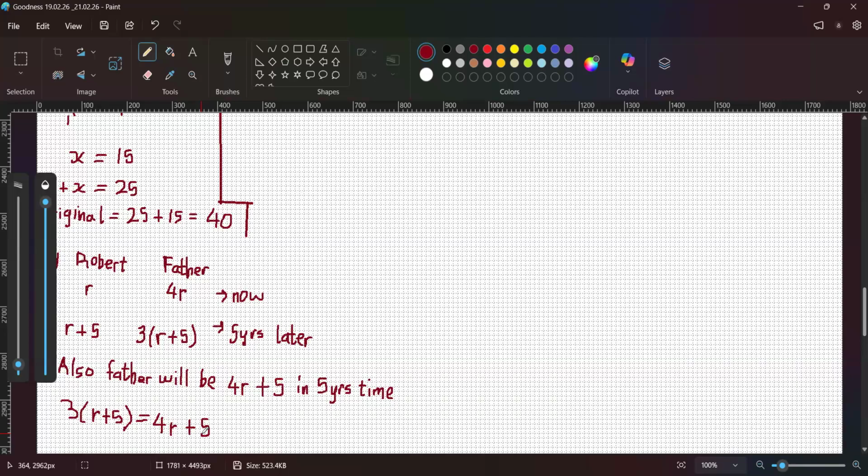Normally some questions will tell us the sum of their ages is this or something like that. This one doesn't tell us anything like that. So we have to do it this way. If not, we will be stuck without an equation. So take a careful look at it. Does it make sense?